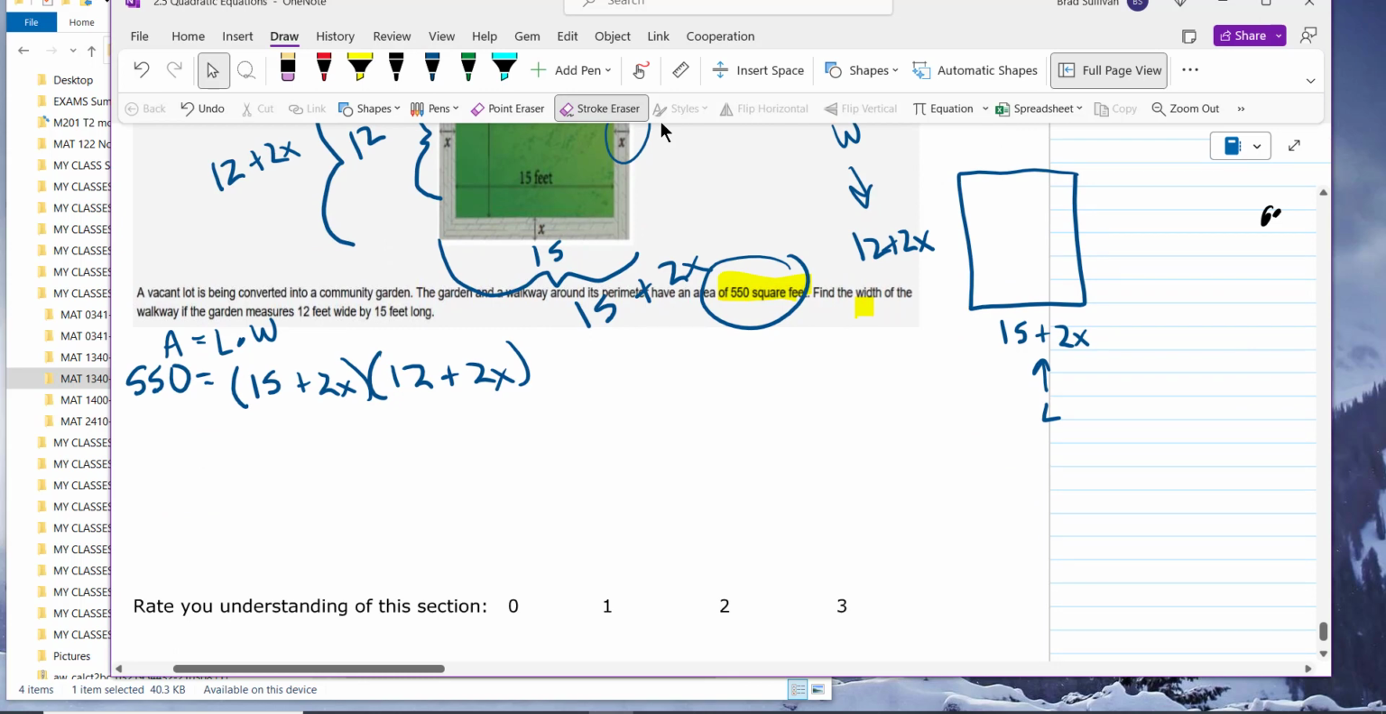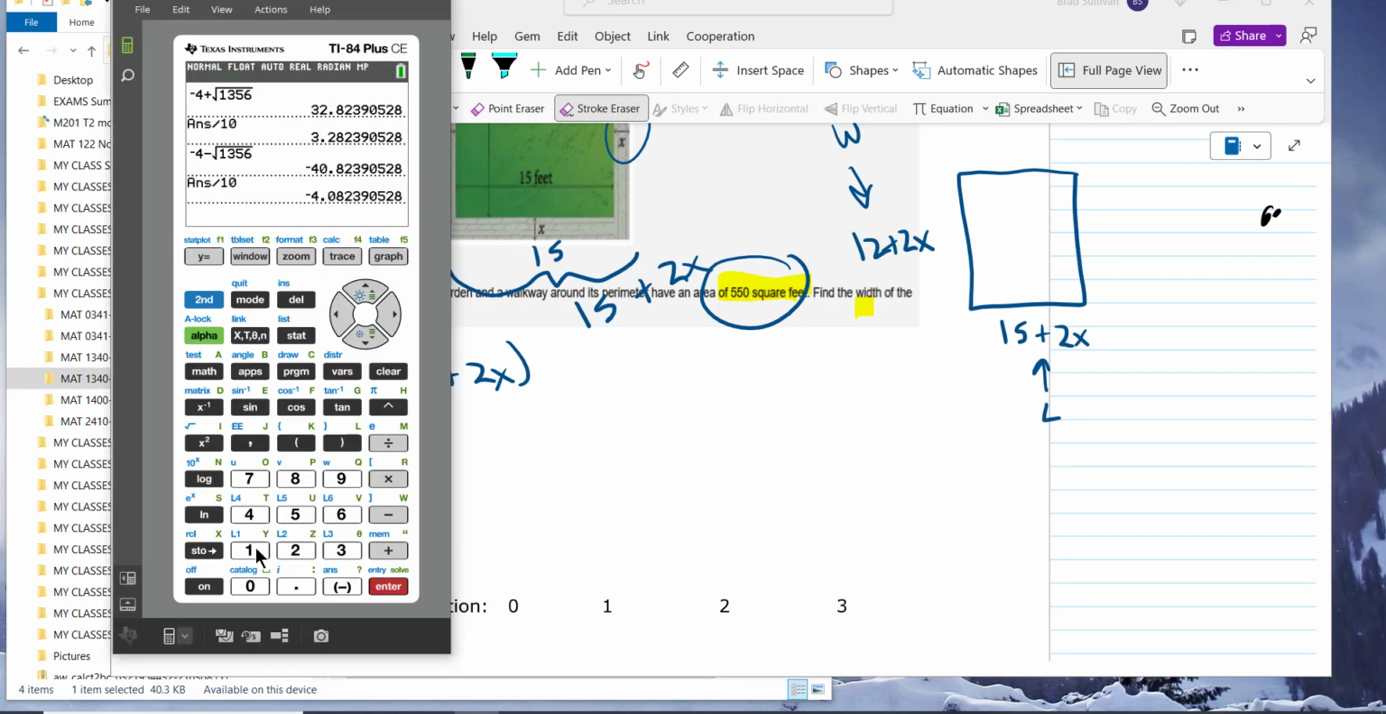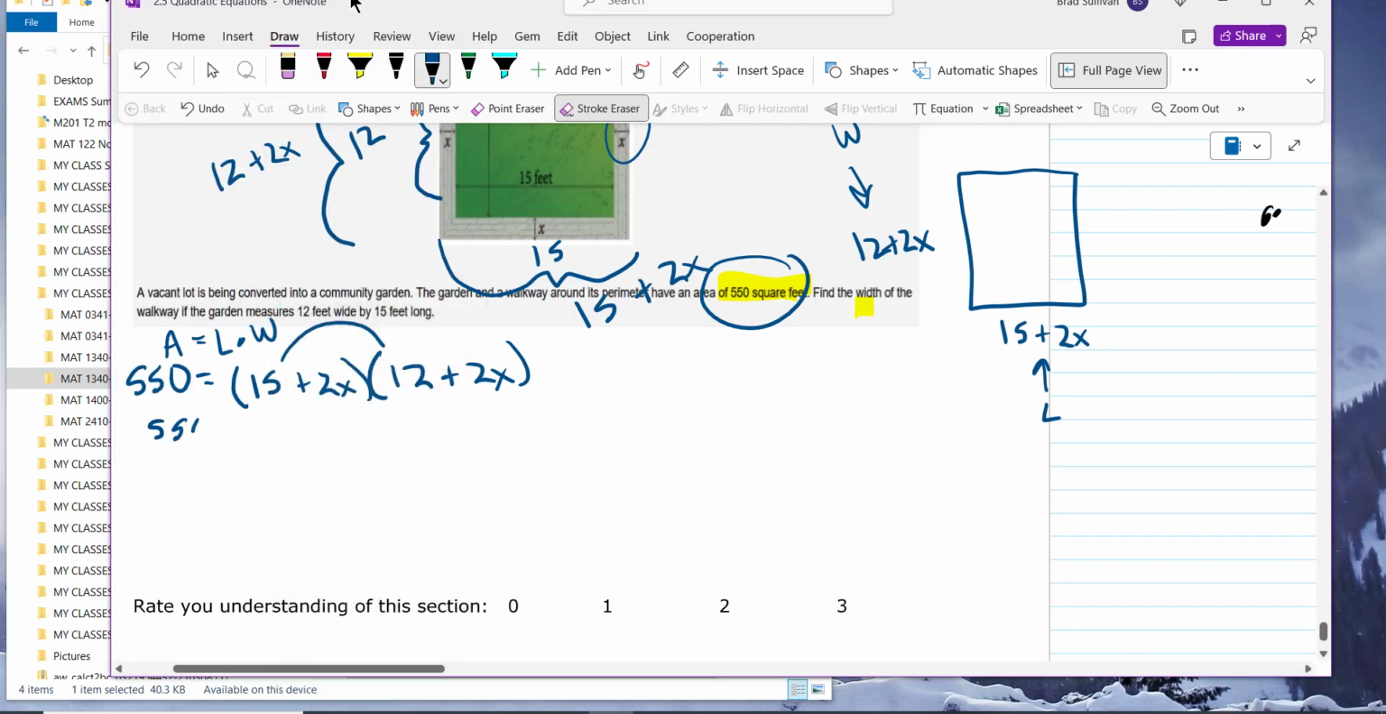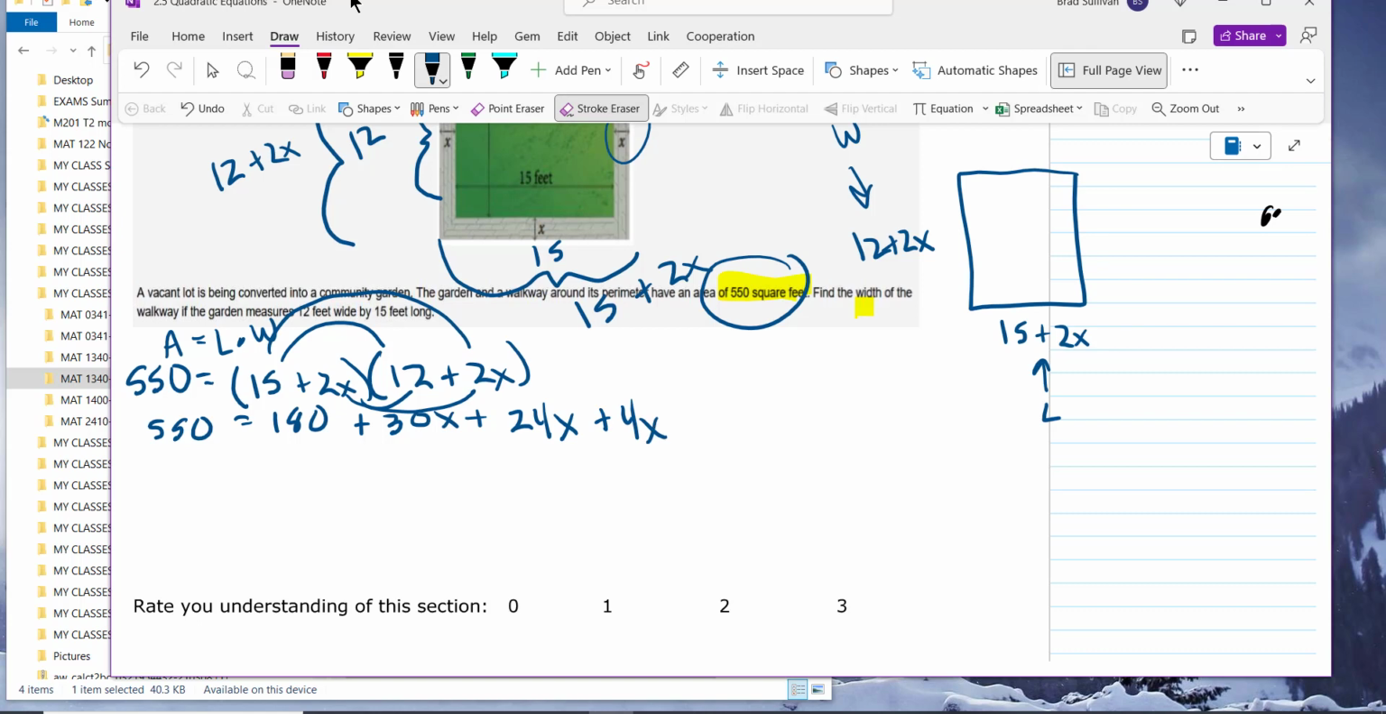You need to multiply, you need to do the FOIL. You're not ready to figure out A, B, and C yet. So 15 times 12 is what? Is that 180, I think? Yeah, 15 times 12. So 180, so we would end up having the 550 equals 180, your outside term. 15 times 2x is 30x. Do your inside term. 2x times 12 is 24x. Do your last term. 2x times 2x is 4x to the second.